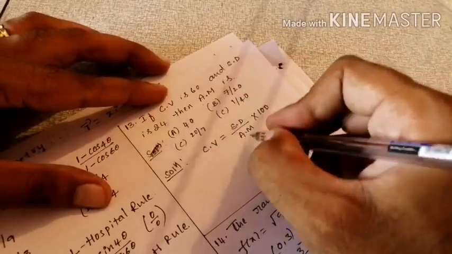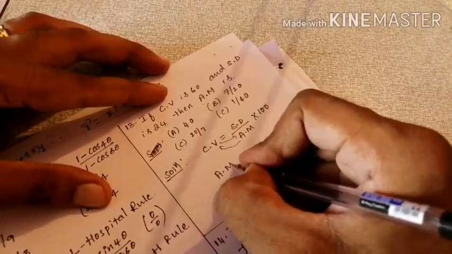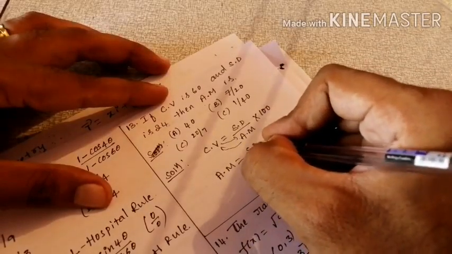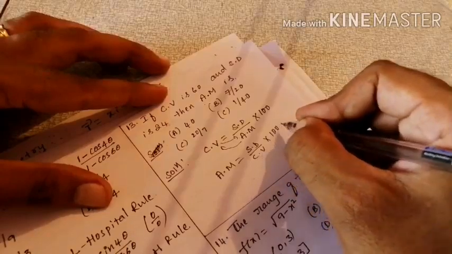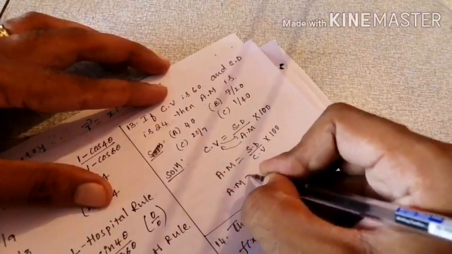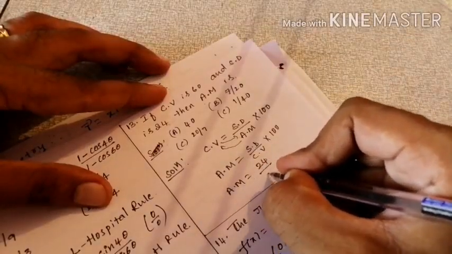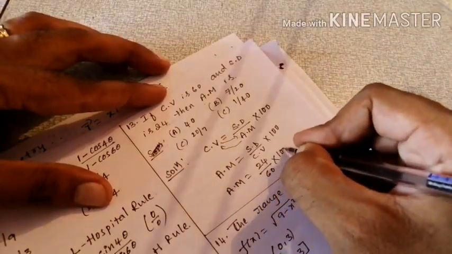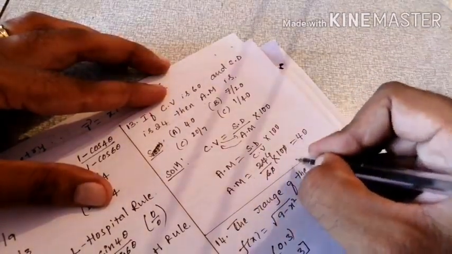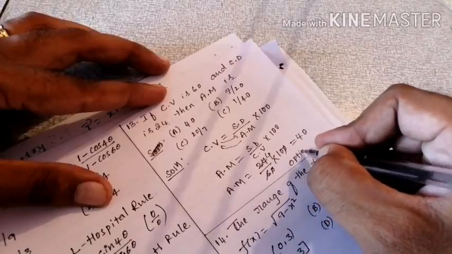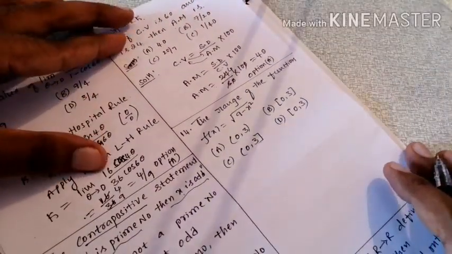Now we want the arithmetic mean, so you transfer this here and this here. Arithmetic mean is equal to standard deviation divided by coefficient of variation into 100. Standard deviation is 24, divided by 60, into 100. So totally we got 40. Option A is the right answer. Go to the next question, question number 14.